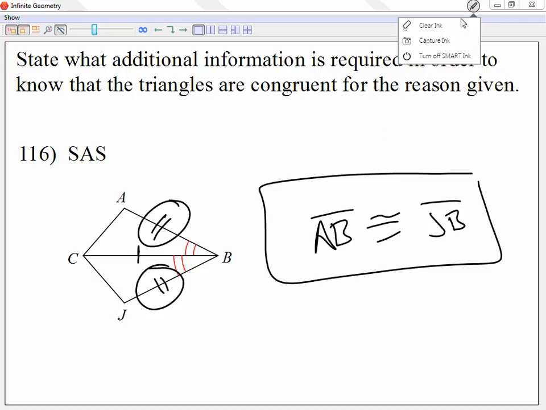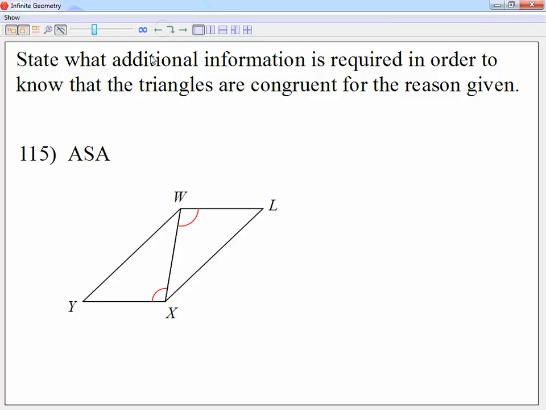115, okay. Looking at 115, angle side angle. We can legally mark that side that they share, so we already have our side. We have one angle on each. So if you notice, from the left triangle, this one, I will need this angle. From the other triangle, I will need this angle.